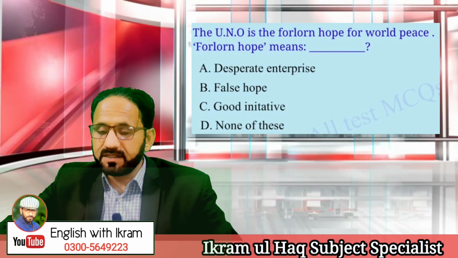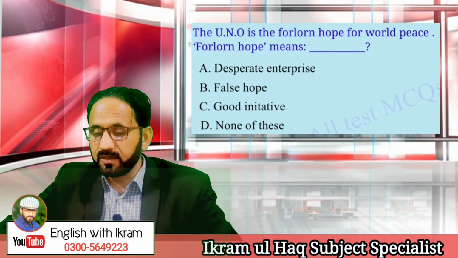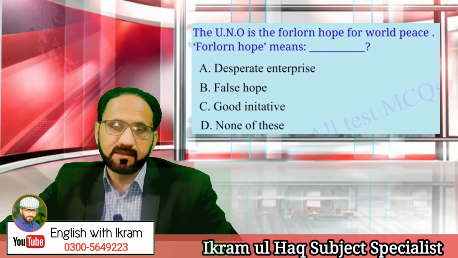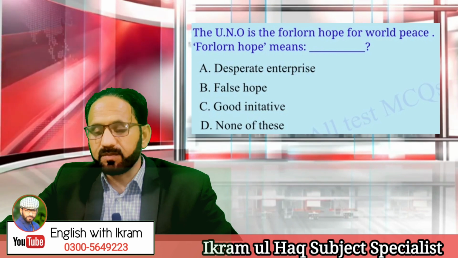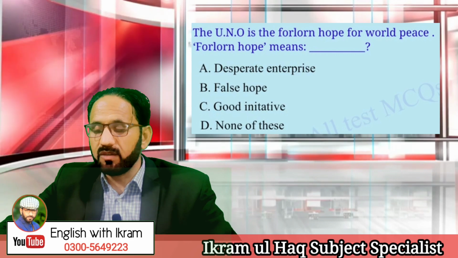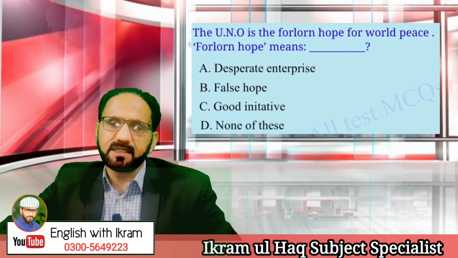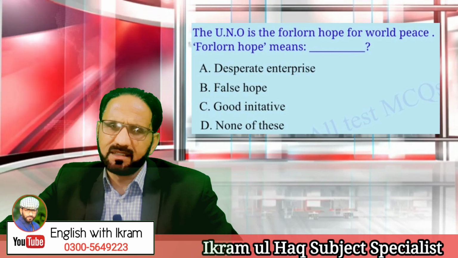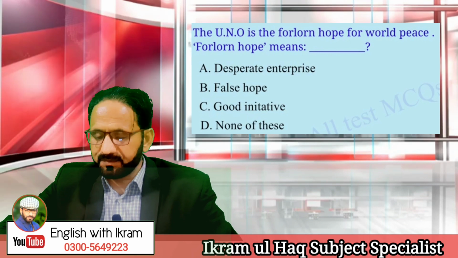The options are desperate enterprise, false hope, good initiative, or none of these. So here the correct option is the UNO is the forlorn hope for world peace. Forlorn hope means desperate enterprise. Like आखिरी उम्मीद, आखिरी कोई enterprise.